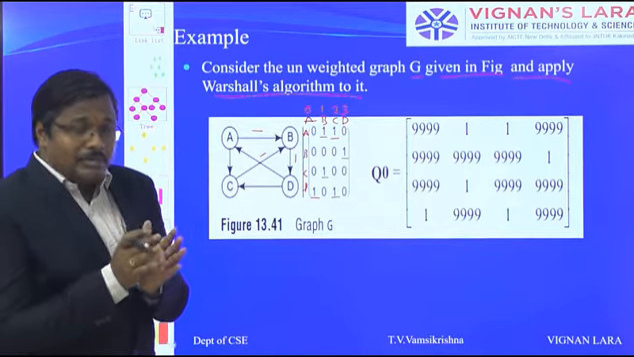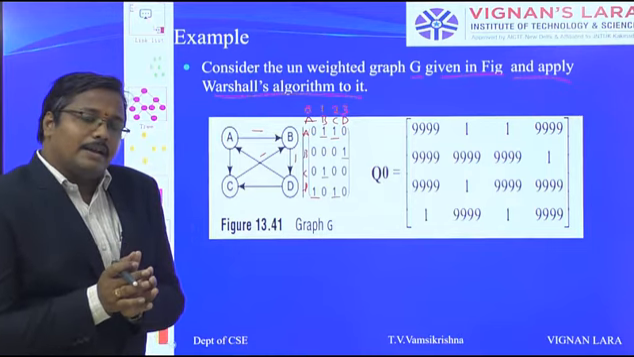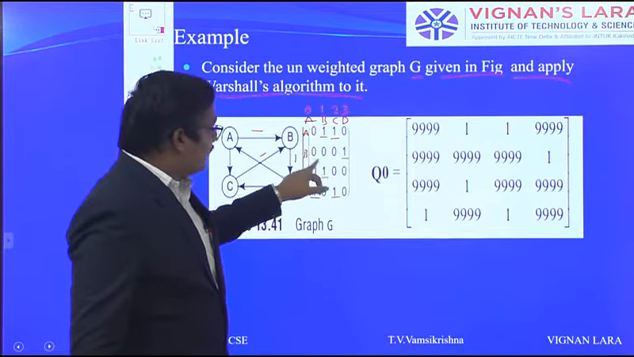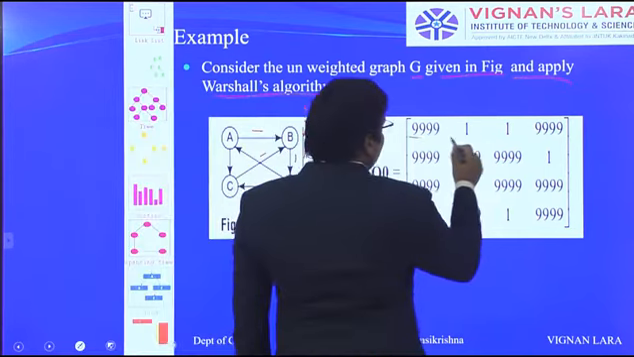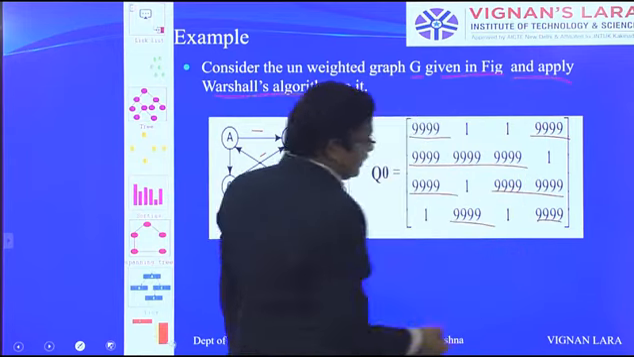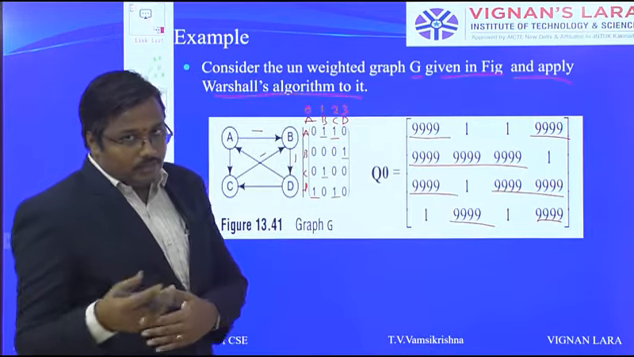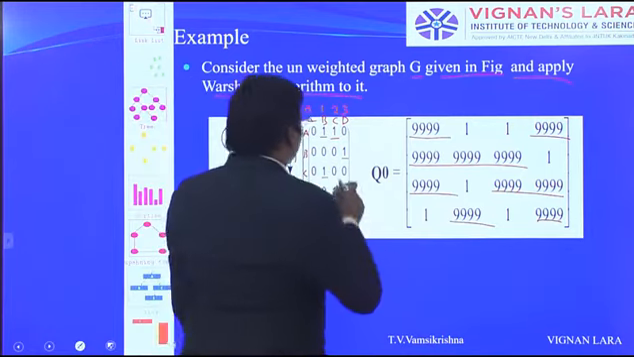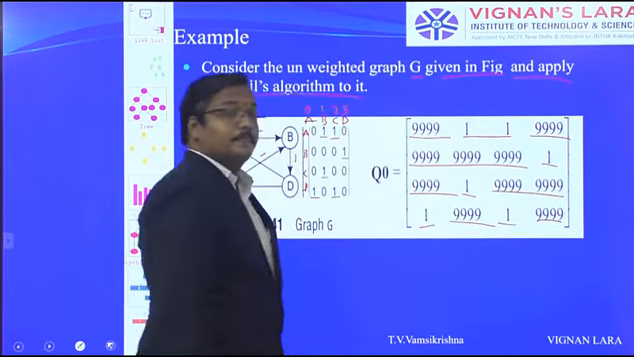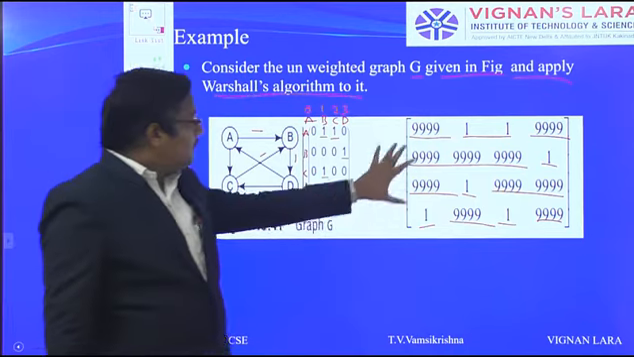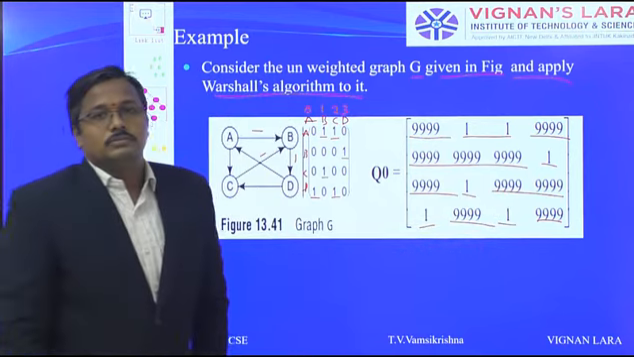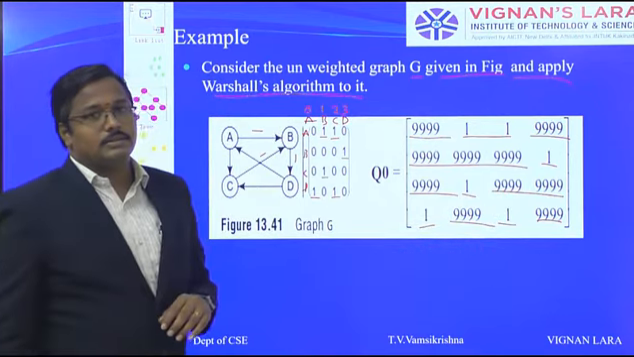So initialize the path matrix. In the initialized path matrix, this is the adjacency matrix representation, where the zeros are there, the zeros are replaced with 999. All zeros are replaced with 999. And the rest of the positions are copied as they are. So here 1, 1, 1, 1, 1, and here also 1, here also 1. So this is the way of initializing the shortest path matrix with the help of the adjacency matrix.